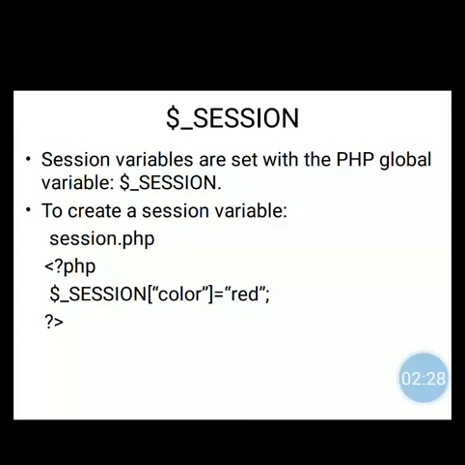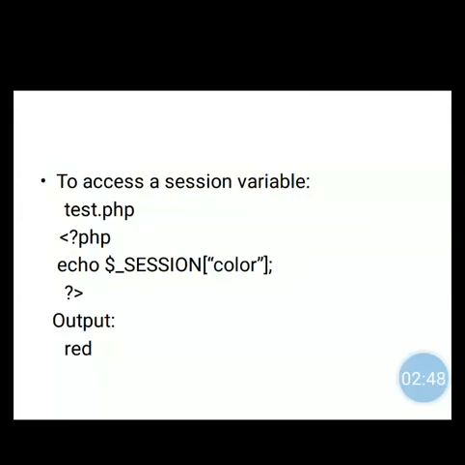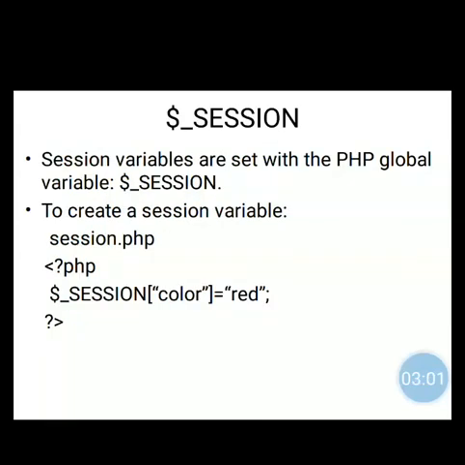First, the session.php page is there. I am writing on that page $_SESSION['color'] equal to red. In this case, color is the key and the value is red. So it becomes our session variable because we have used the super global variable $_SESSION. Now to access a session variable, we are going to write this small code on another PHP file. From that you are going to access the variable $_SESSION['color'] from the file session.php.